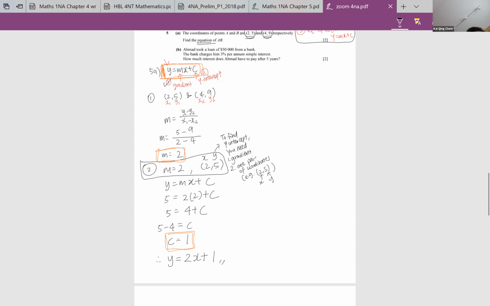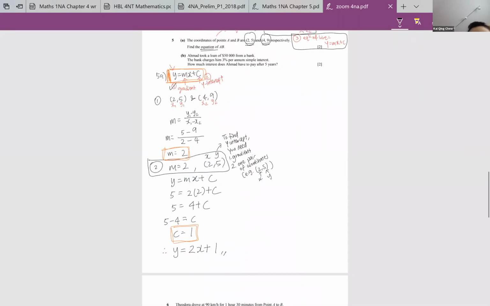Looks like I have no space for 5B. That's bad planning. I try my best, okay? 5B I put here, okay? 5A, okay? Anyone? Any question?